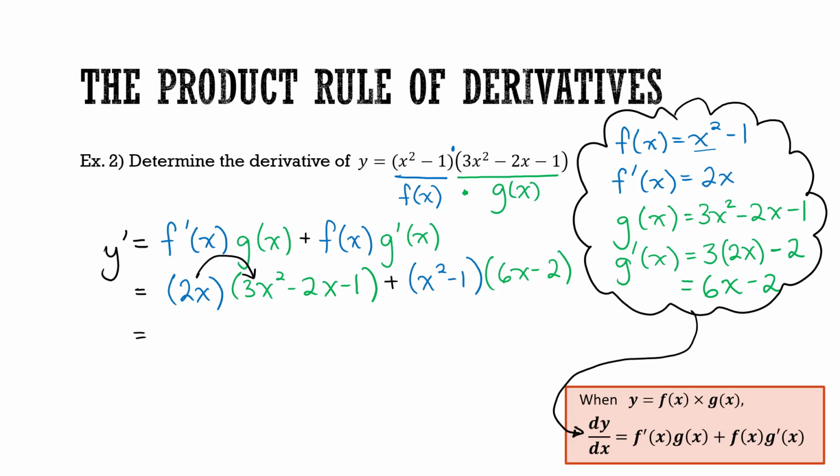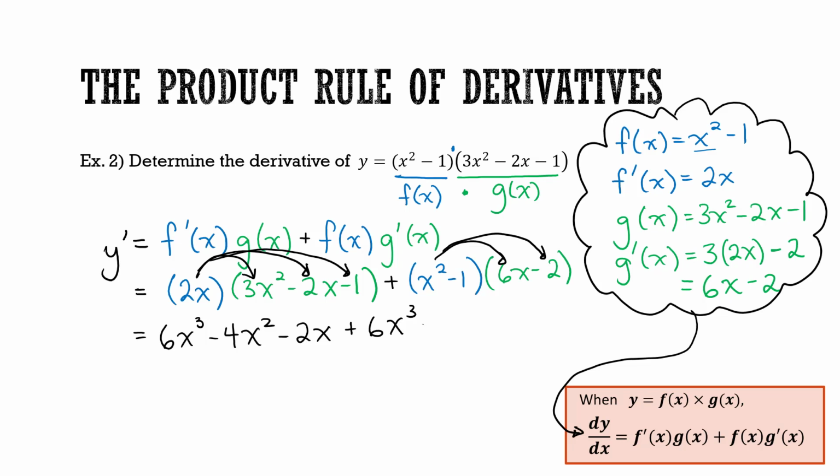So I have 2x times 3x squared, giving me 6x cubed, minus 2x times 2x, giving me 4x squared, minus 1 times 2x, giving me negative 2x here, plus I have x squared times 6x, which is 6x cubed, minus 2 times x squared gives me minus 2x squared. Then I have minus 1 times 6x, giving me negative 6x, or minus 6x. And then I have minus 1 times minus 2, giving me plus 2.